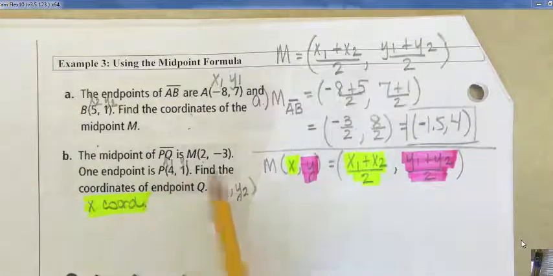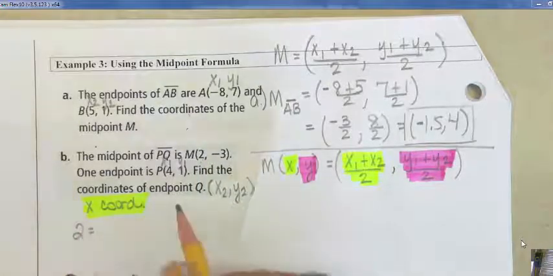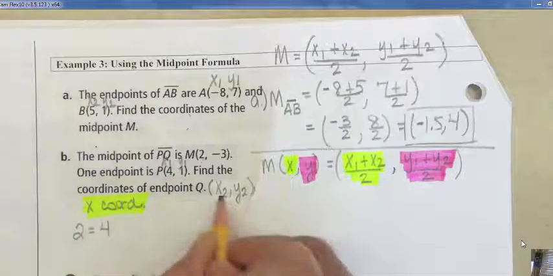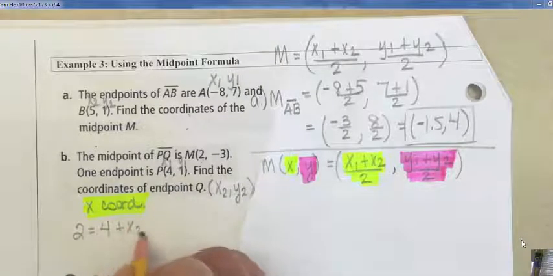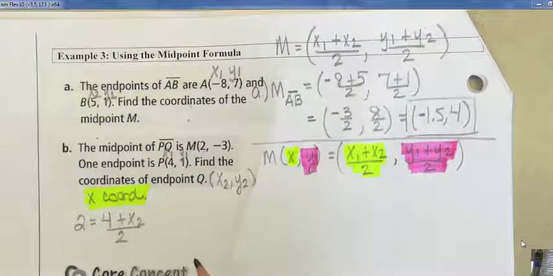Okay, so I know the midpoint. The midpoint has my x value of 2. I'm going to set that equal to, well, I know my x1 is 4, but I don't know my x2, and I'll divide that by 2. And now it's a simple algebra problem.